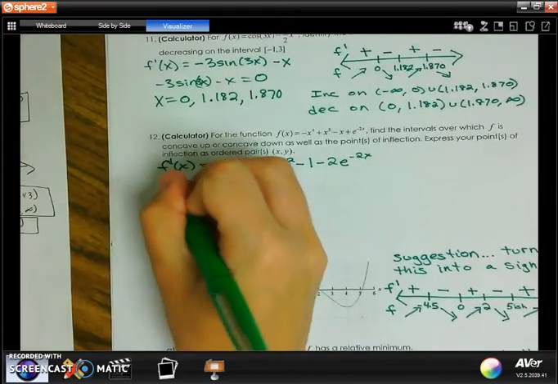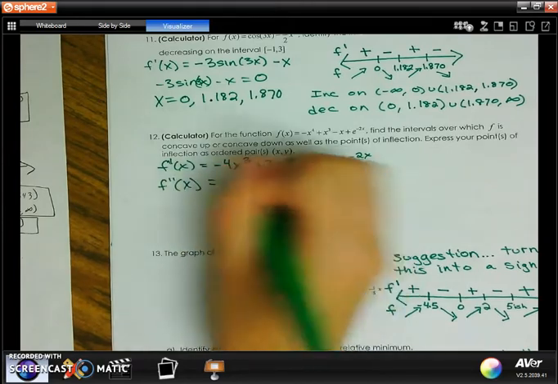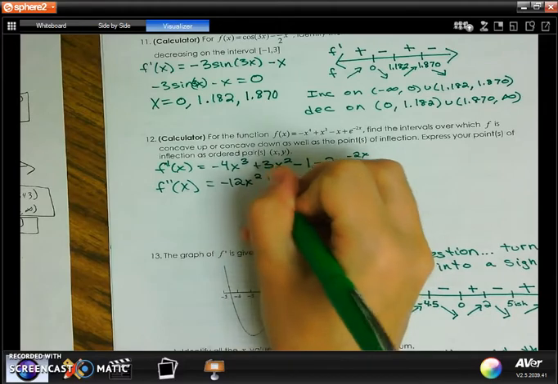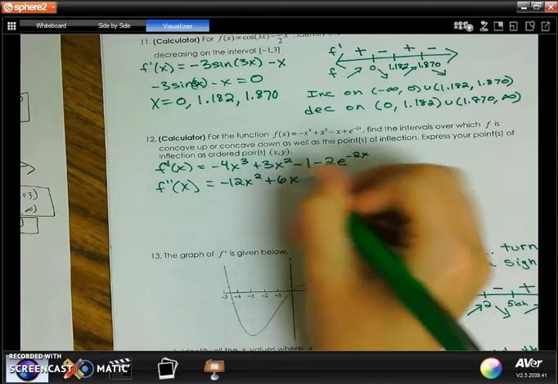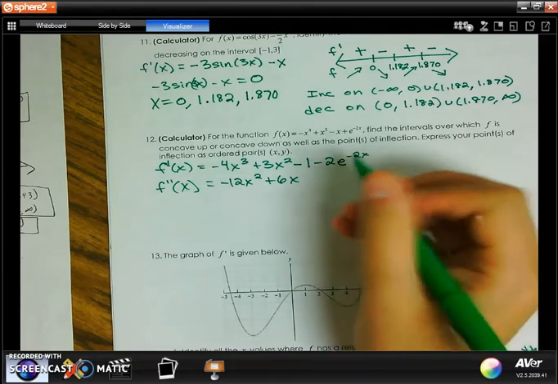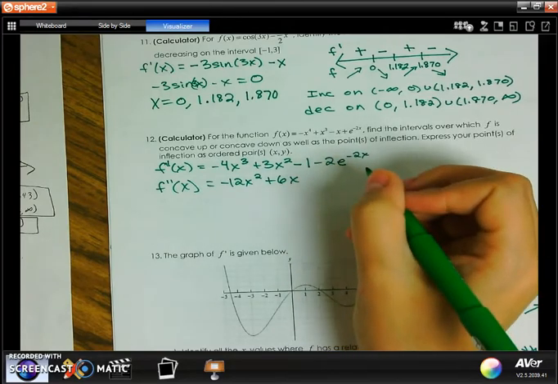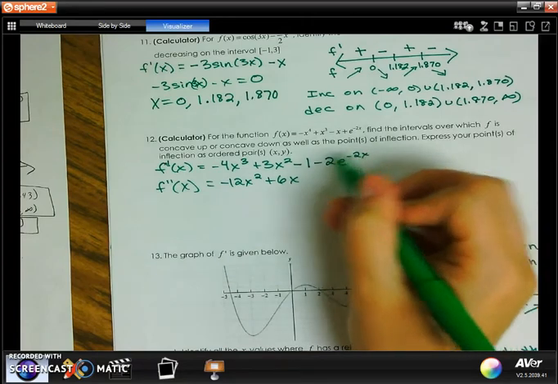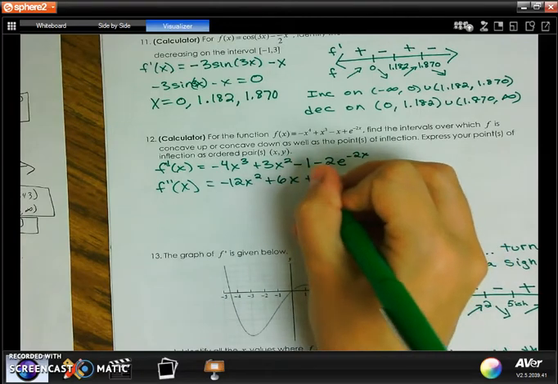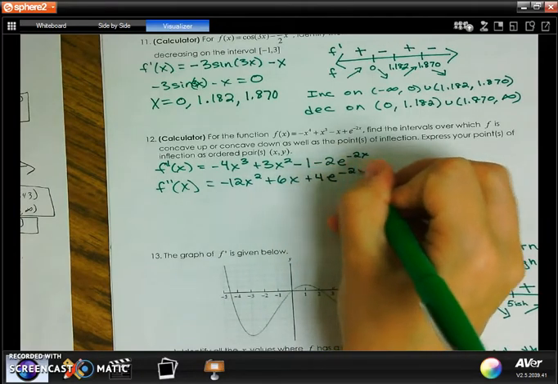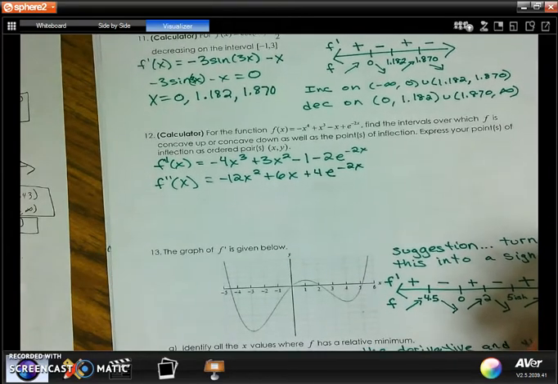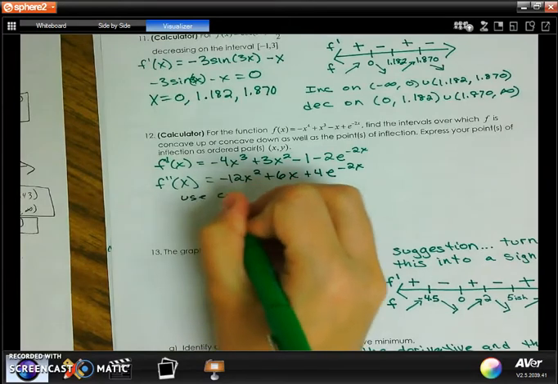Now, the second derivative. I'm just taking the derivative of this line here. This time that'll be negative 12x squared plus 6x. This negative 1 completely goes away. And again, to take the derivative of e to the junk, you recopy it and then multiply by the derivative of the junk. So if I recopied this but multiplied it by a negative 2, it would end up being a positive 4e to the negative 2x. So there's my second derivative, and my goal here is to set that equal to 0. So then I'm going to use my calculator.